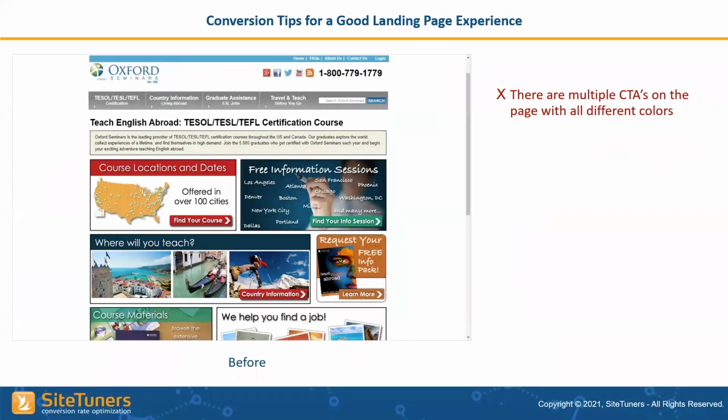Another example here on this one is, you know, their calls to action are all over the map. We've got green for find your information session. We've got find your course, which is red. We've got learn more, which is orange. And if you scroll down on this page, you would see even more. All right. So it's almost like every color of the rainbow.